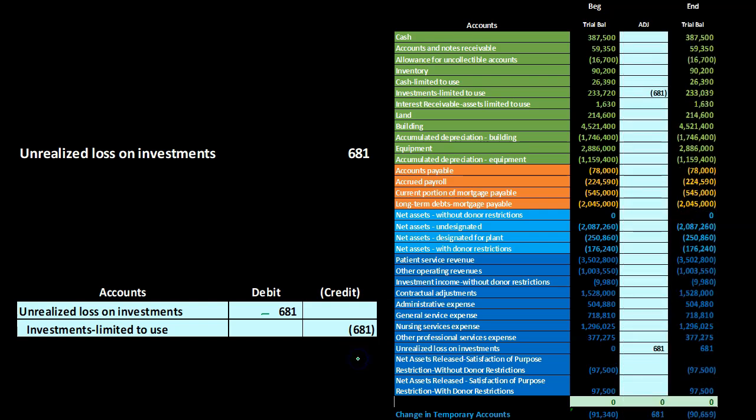So if we were to post this out, then we're going to say that the unrealized loss on investments is here. Starts at 0. It's going to go up in the debit direction. That would bring down what would be like the net income number. And then we have the investments limited to use, being a credit because it is going down.